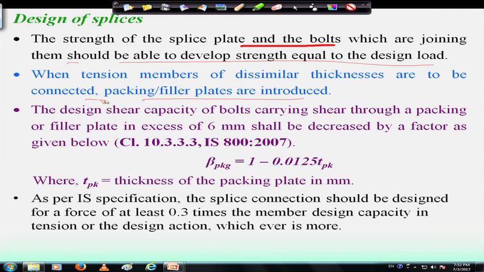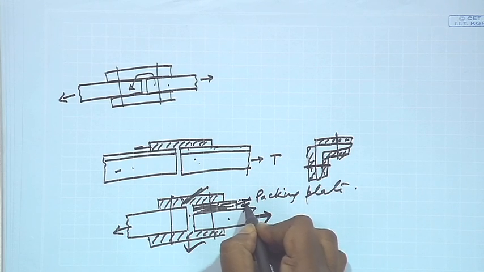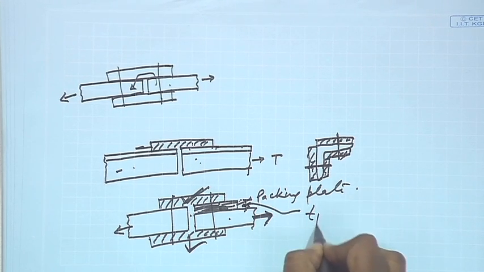What I discussed earlier, that if thicknesses are different, then we have to use a packing plate or filler plate. Now, the design shear capacity of bolts carrying shear through a packing or filler plate in excess of 6 mm shall be decreased by a factor as given below, that is beta pkg is equal to 1 minus 0.0125 T pk, where T pk is the thickness of the packing plate. Thickness of the packing plate means this one. If we see here, this is the thickness of the packing plate, T pk.